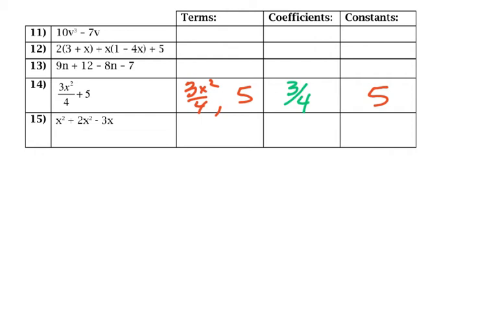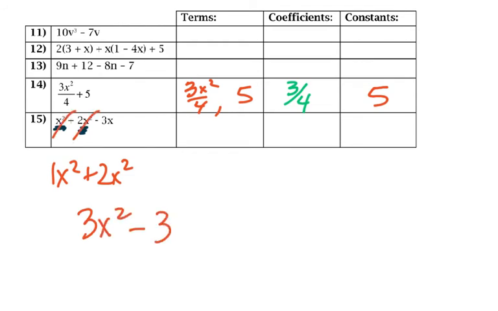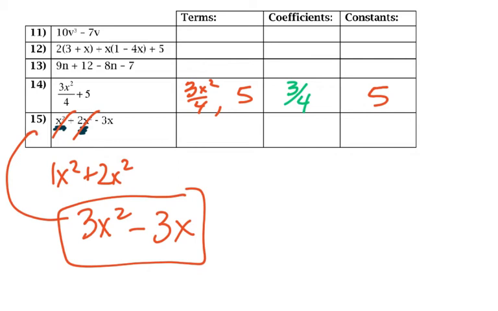Okay, and then number 15, I look at this and I've got x squared, and then x. I can combine those x squared. So I've got 1x squared plus 2x squared. That's 3x squared, and then minus 3x. So this is what I'm talking about in number 15. So my terms are 3x squared, comma, negative 3x. My coefficients are 3 and negative 3, and there are no constants.